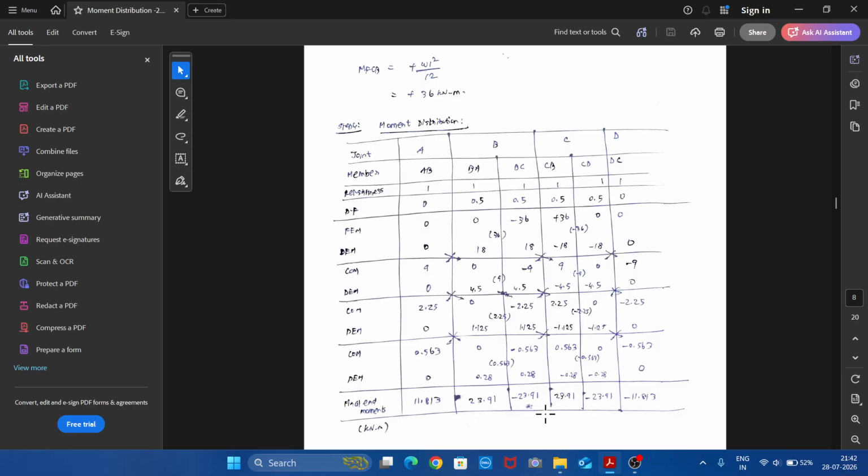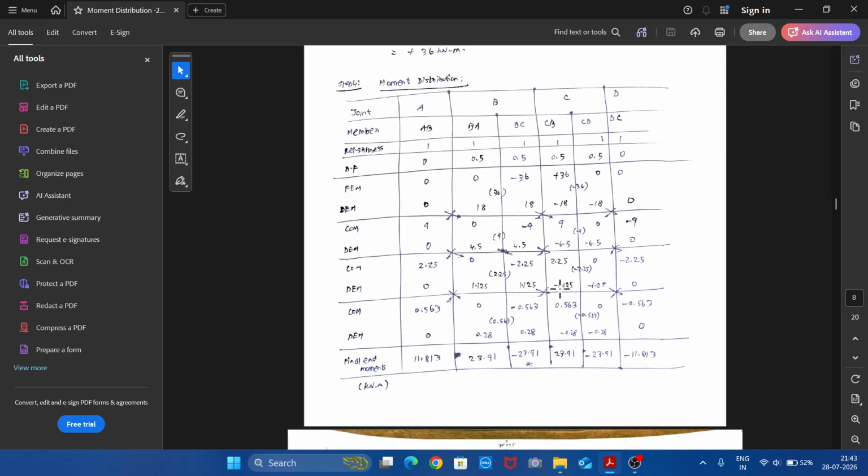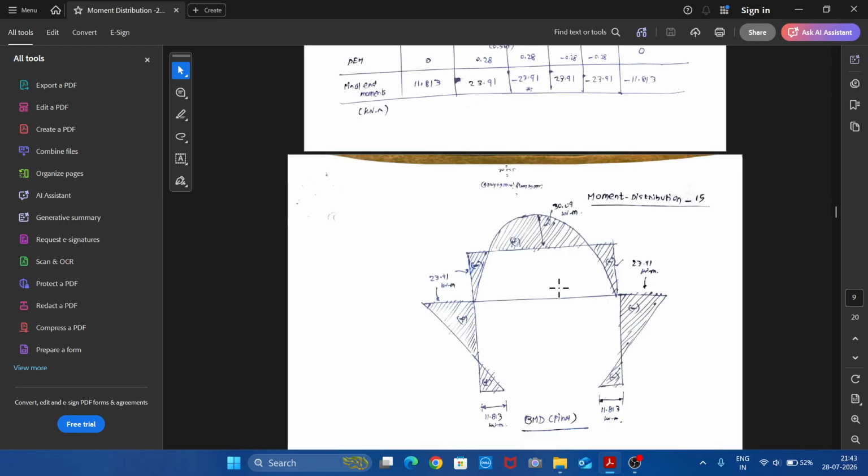Then we very well know that at any joint or support other than the fixed support, there should be balance of moments. So 23.91 minus 23.91. This 23.91 minus 23.91. Therefore, balance of moment has taken place. Then at the fixed end, there will be some value, a fixed moment. So with these values, we can start drawing the bending moment diagram.